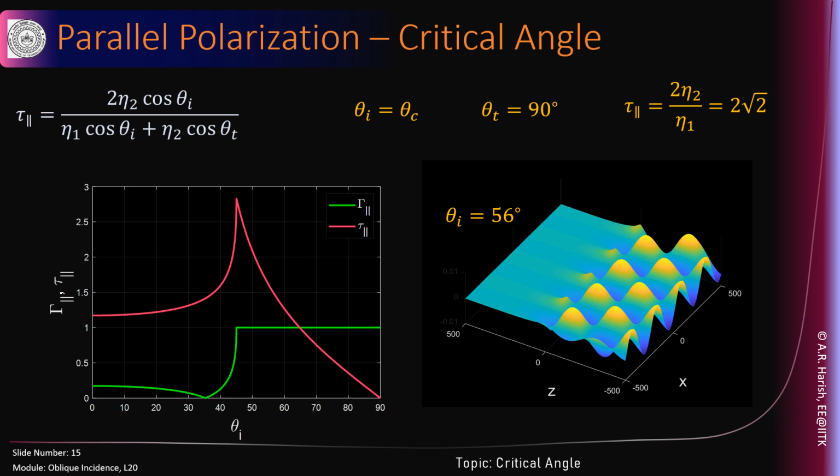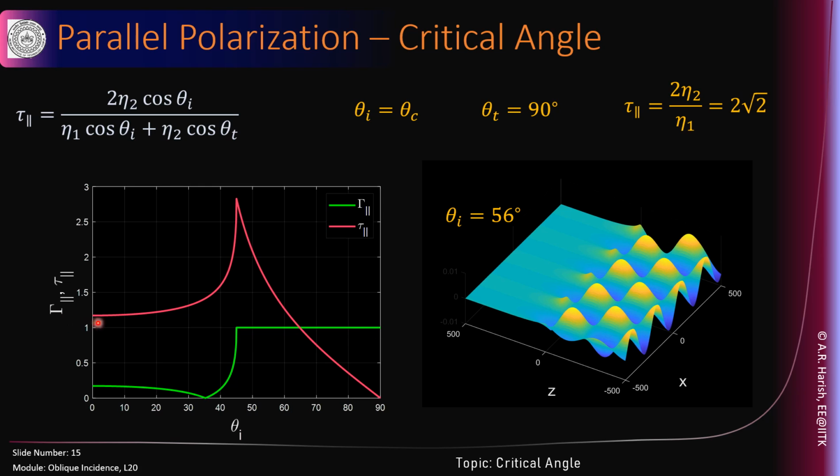We can now therefore think of both gamma parallel and tau parallel. This is parallel polarization, so I see Brewster angle. The reflection coefficient goes through a 0, which corresponds to Brewster angle. Then it increases and becomes equal to 1, which corresponds to the critical angle. Beyond this angle, the reflection coefficient remains 1. This is the situation when the wave is incident from a denser medium to a rarer medium.